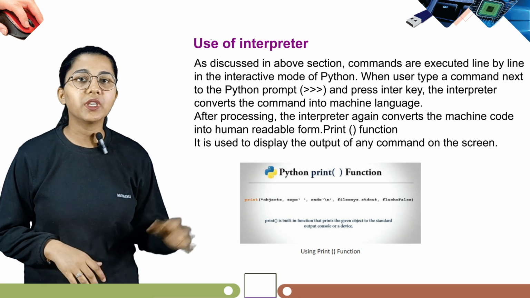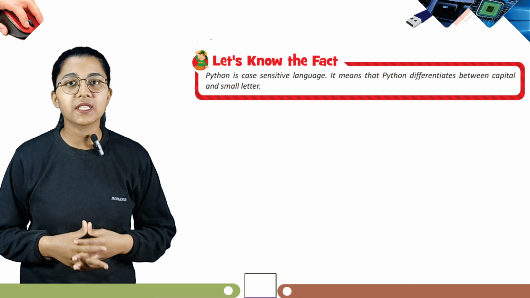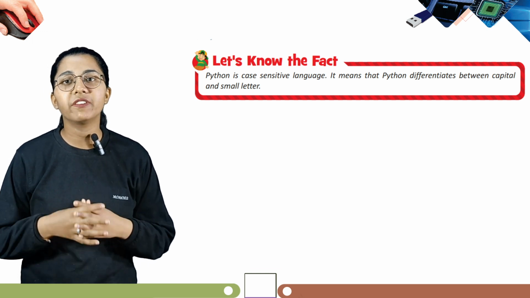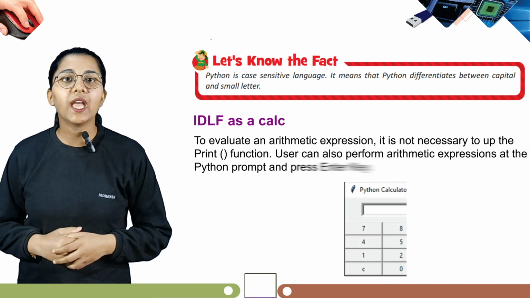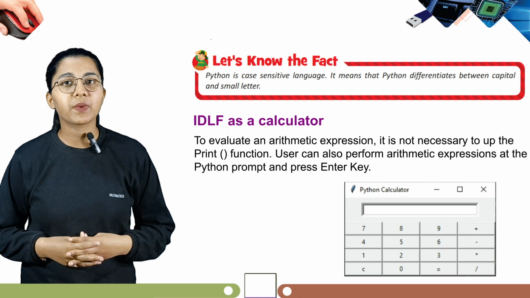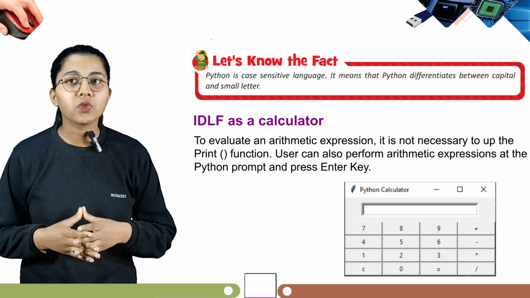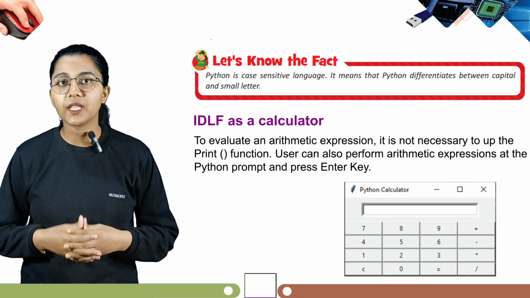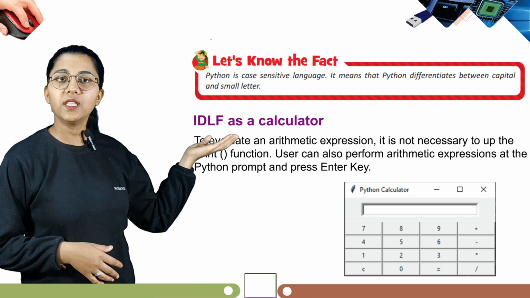Before we move further, here again we have an interesting fact: Python is a case sensitive language. It means that Python differentiates between capital and small letters. Now let's read about IDLE as a calculator. To evaluate an arithmetic expression, it is not necessary to use the print function. The user can also perform an arithmetic expression at the Python prompt and press the enter key. Here you can see the interface.